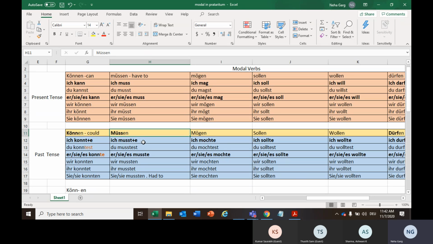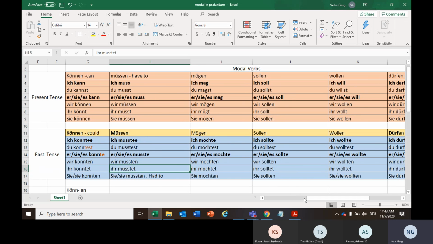So ich musste, ich muss, I have to, aber ich musste, I had to. Ich muss Deutsch lernen, I have to learn German. Ich musste Deutsch lernen, I had to learn German. Then du musstest, er sie es musste, ich and er sie es again same. Then wir, sie mussten, and then ihr musstet.